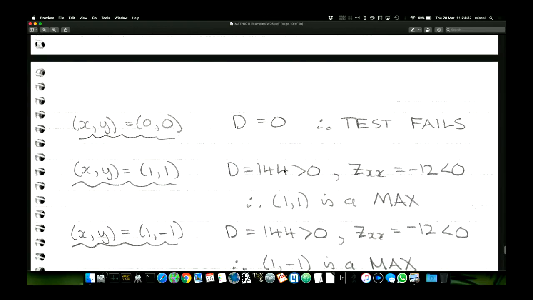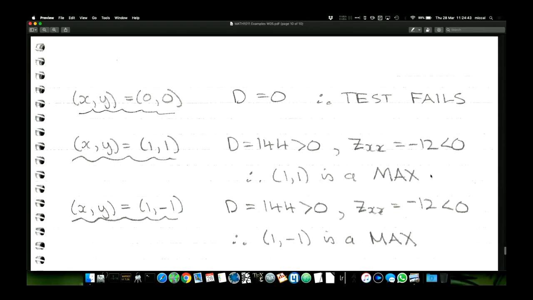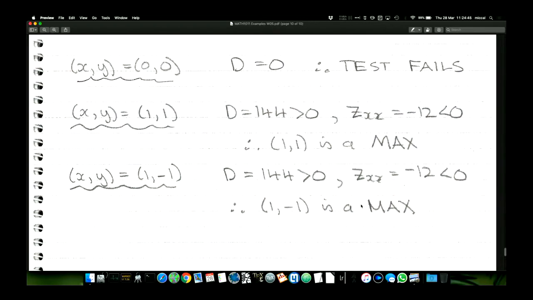At (1, 1), the determinant's positive, the second order partial derivative with respect to x is negative, so it's a max. Next one, positive, negative, I get another max. Right? And that's how we do it. As I say, the hardest part is actually finding the critical points in the first place, and it's a skill that will come with practice.